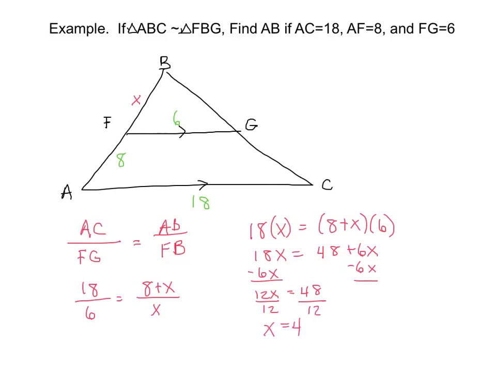Now our answer is not 4, because remember what we defined x as? We defined x as FB. So FB is 4. Therefore, AB, which is what we're trying to find, is 8 plus 4, or in other words, a length of 12. And now we are finished.